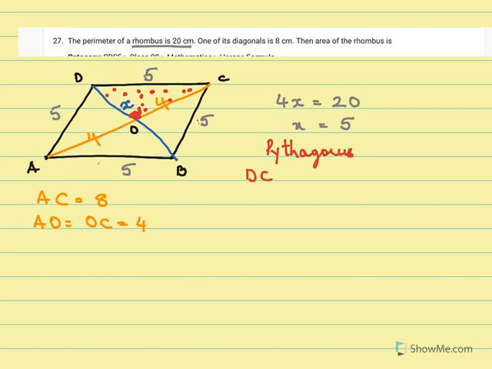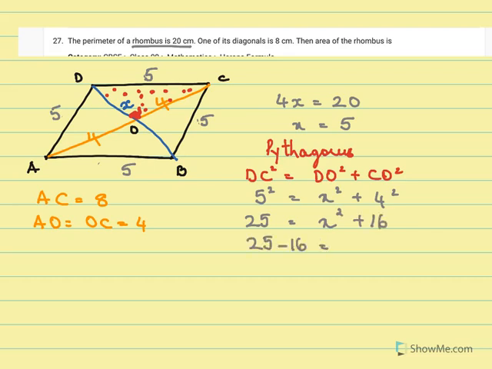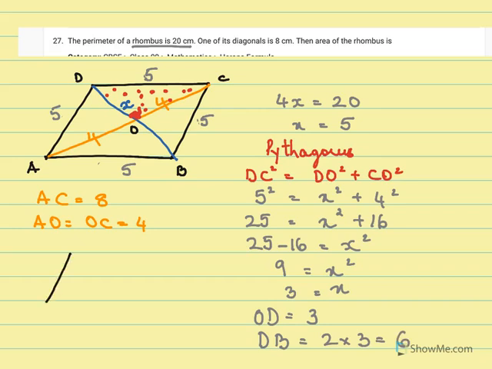So I have DC square, which is the hypotenuse, equal to DO square plus CO square. So your DC is 5 square, DO is X square, CO is 4 square. So 25 equal to X square plus 16. 25 minus 16 equal to X square, 9 equal to X square, 3 equal to X. Now remember your X was DO, so OD is 3. So the full diagonal DB will be 2 into 3, and that would be 6. So now in this rhombus here we have two diagonals. One is this orange one, which is say D1.